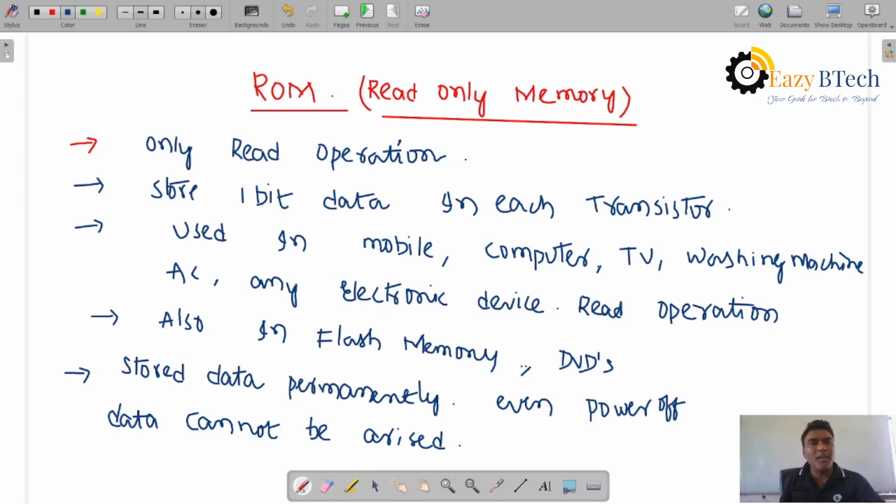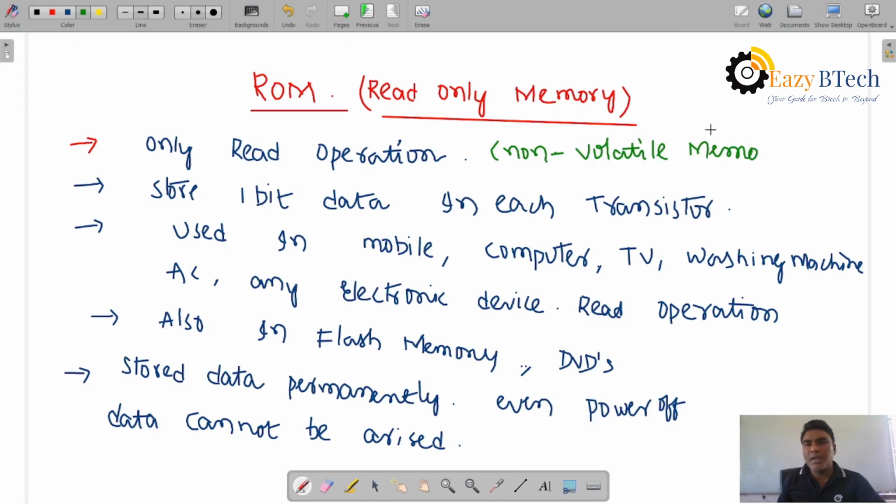So we call it non-volatile memory. Read-only memory, where only the read operation is performed, is a non-volatile memory. Permanent storage. Non-volatile memory is called read-only memory.